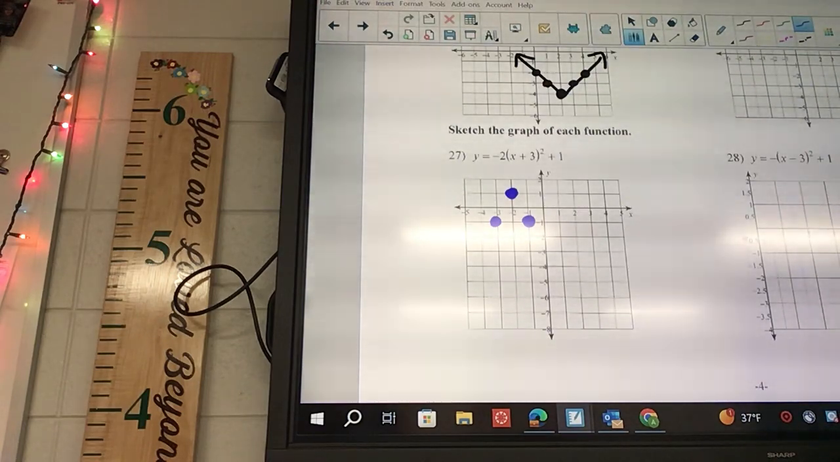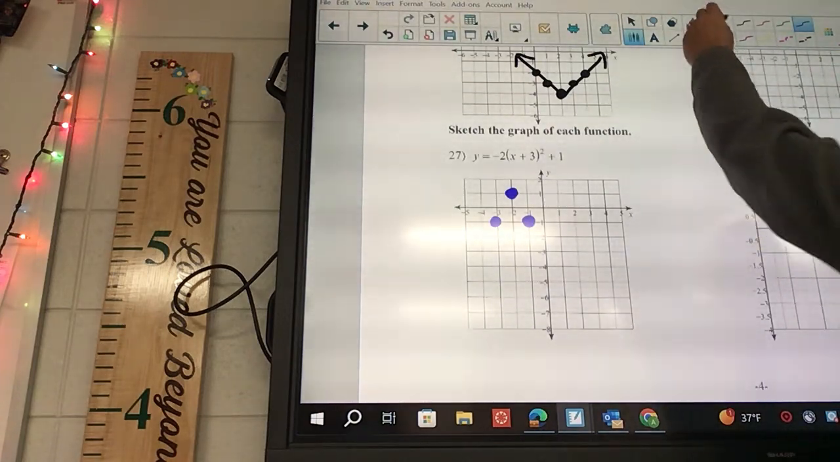You didn't do all the right dot. Yeah, your dot is two. It's your negative vertex. Oh, shoot. You're right.